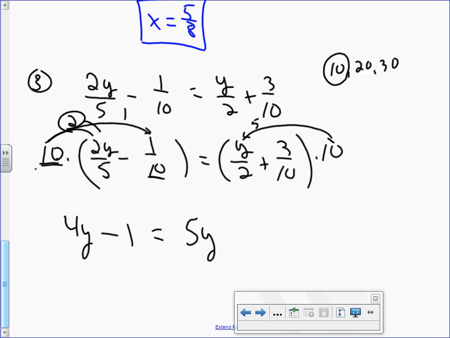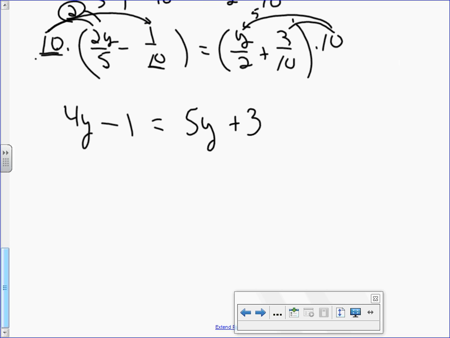Then I'm going to take the same 10 and multiply it right here with that. What's going to happen to those two 10s? Down to a 1, yes? And 1 times 3 is 3. See how easy that is? Okay? Choosing common denominators makes the fractions easy to deal with, and it makes them go away, at least for a little while. All right, we've got variables on both sides again.